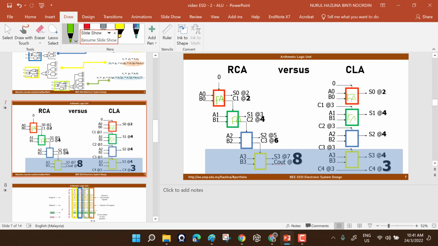Okay, because we saw earlier, if both A0 and B0 are 0 and 0, will there be any carry out here? No. 0 and 1? No. 1 and 0? No. The only situation where my carry out is visible here is when I have 1 and 1. Because with 1 and 1, my sum here becomes 0, but my carry out here becomes 1.